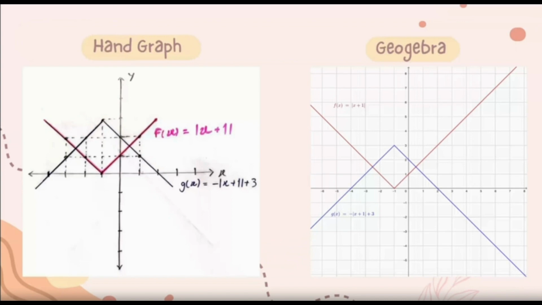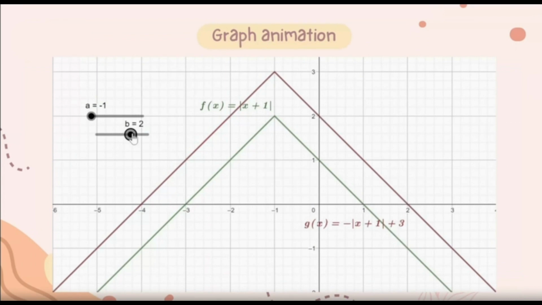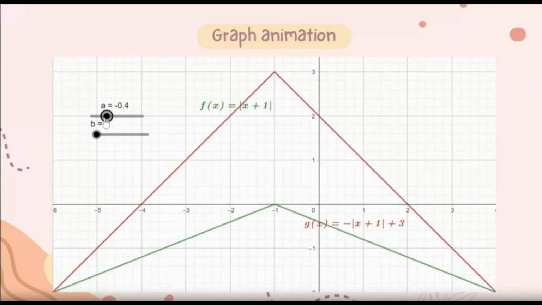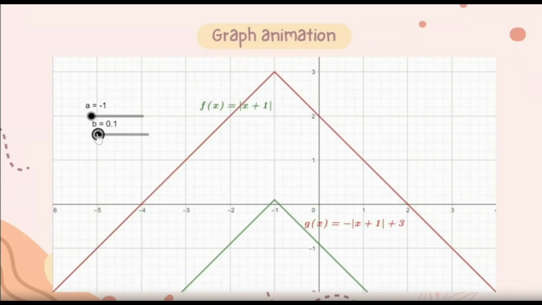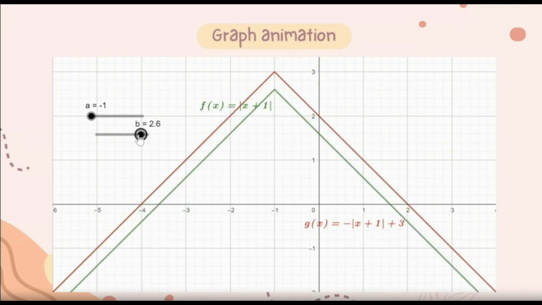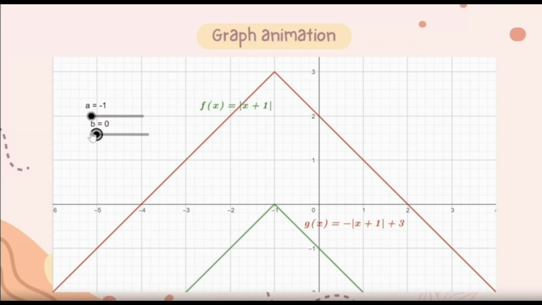So therefore the function of g(x) is equal to negative the absolute value of x plus 1, plus 3. So this is the comparison between the hand graph and the GeoGebra graph, which is the same again, the same pattern. So this is the graph animation. When we move A, it is reflecting, and then when we move B, it has moved three spaces up to g(x).